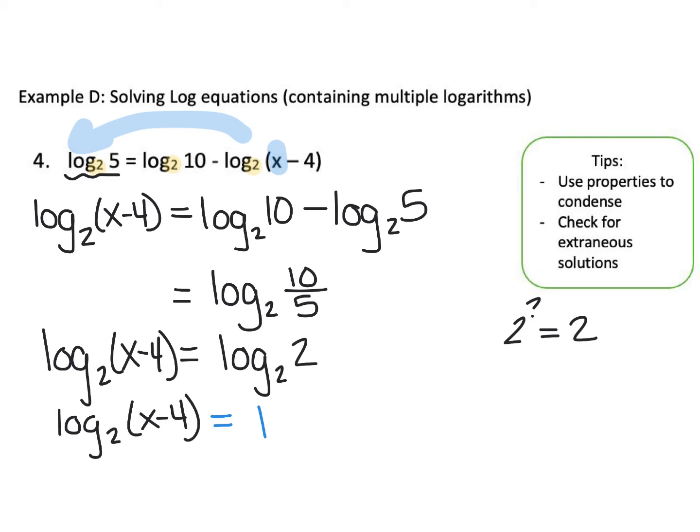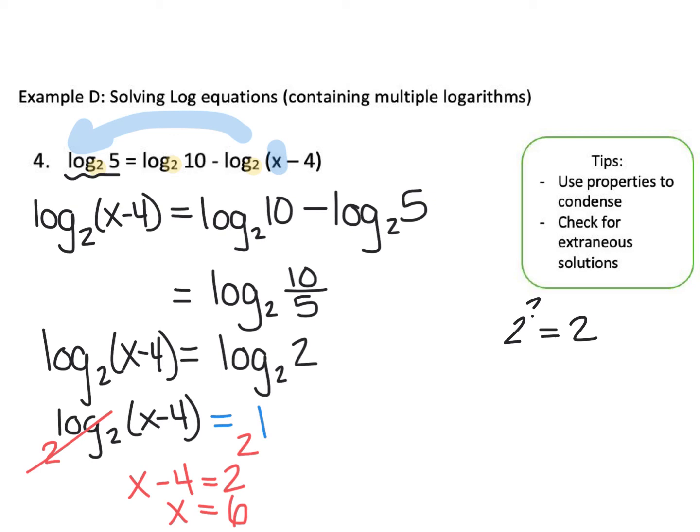Now I have just one log in the problem. Two ways you could go from here. You could change it to exponential form, or you exponentiate. I'm going to exponentiate using a base of 2. And when I do that, this undoes each other, and I have x minus 4 is equal to 2 to the first, which is just 2. Yay, all that work gets down to just x equals 6.